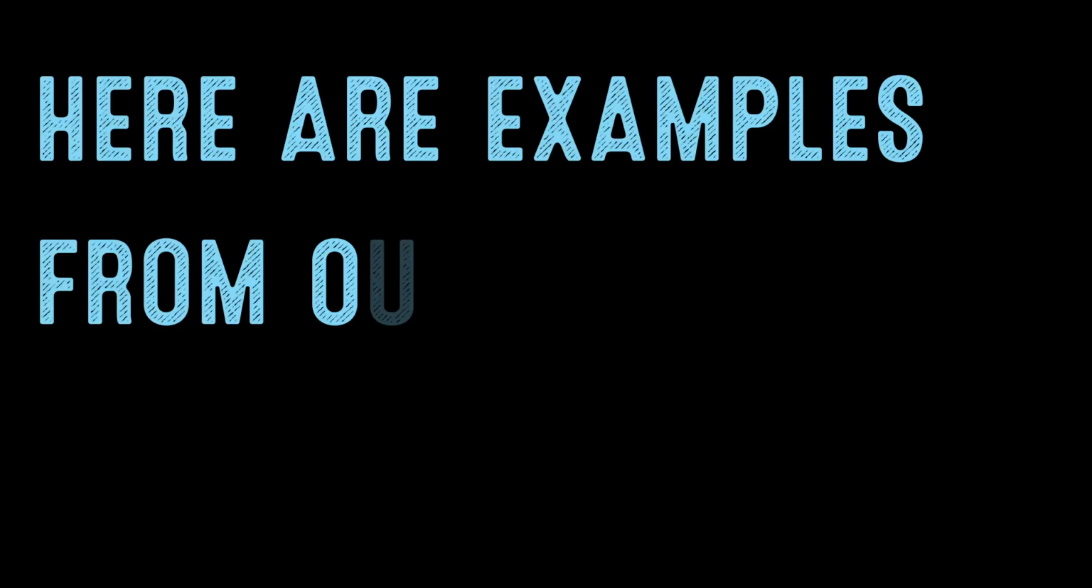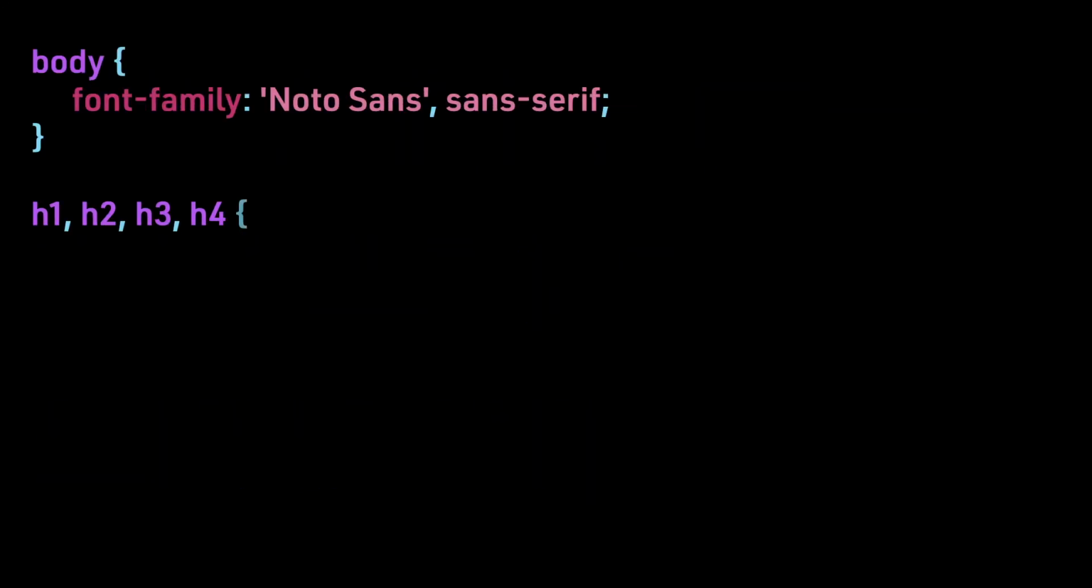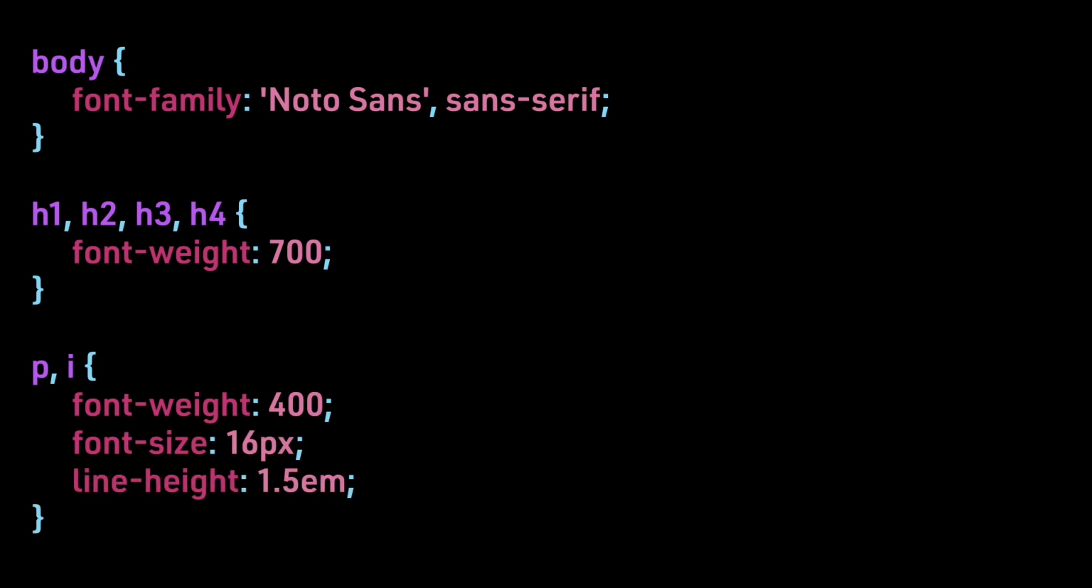Here are examples from our code sample files. Body: font-family: Noto Sans, sans-serif. H1, H2, H3, H4: font-weight: 700. P, I: font-weight: 400; font-size: 16px; line-height: 1.5em.